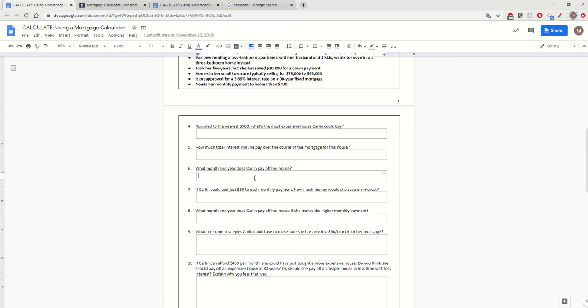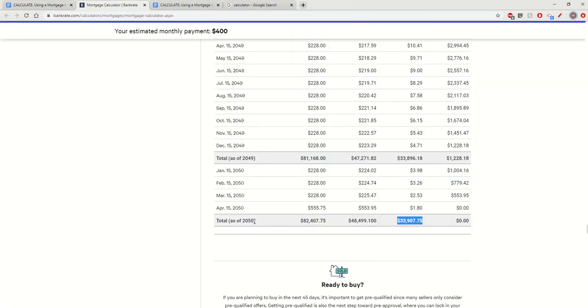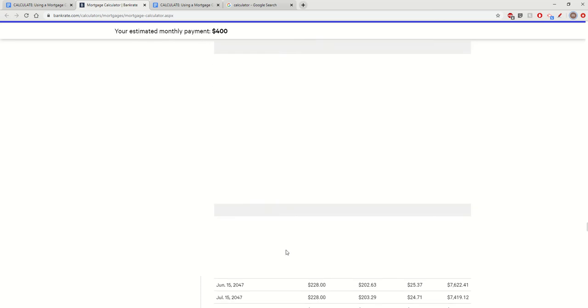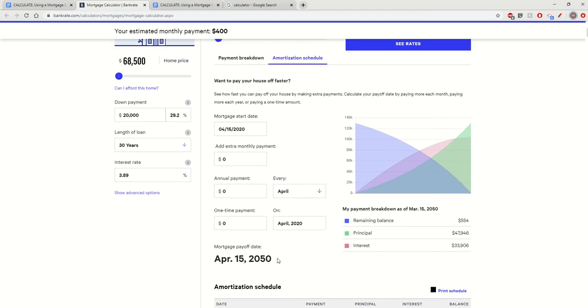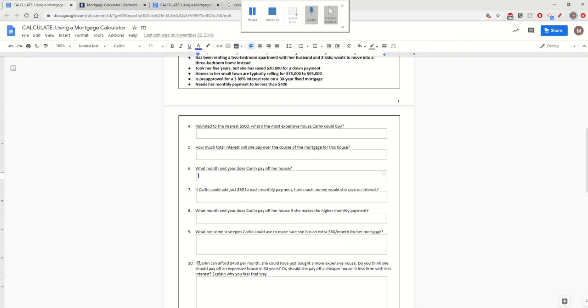What month and year does Carlin pay off her house? Well, we know it's a 30-year loan, right? So she will pay it off as of 2050, and if you go to the top, it also says it for you, right? Mortgage payoff date is April 15th, exactly 30 years from now. So April 15th, 2050. So April 2050. That's your answer to number 6.